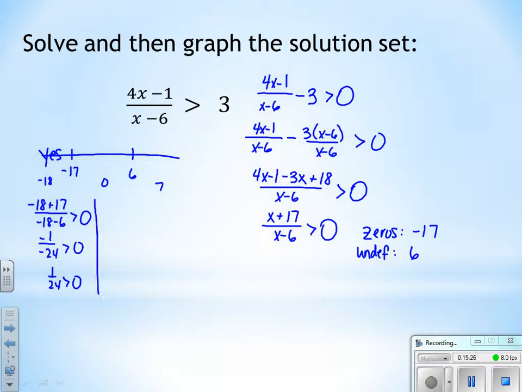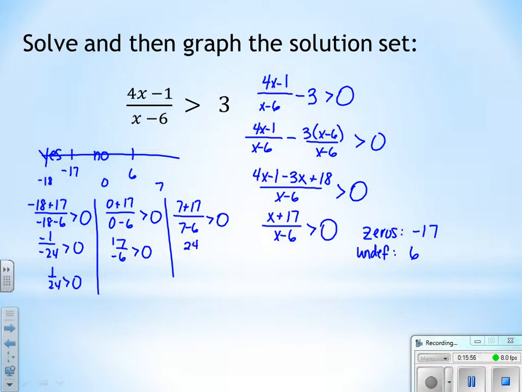In the middle, let's test our 0. We've got 0 plus 17, 0 minus 6, 17 over negative 6. No. Negative numbers are not greater than 0. Let's test the top. I chose a 7 for right there. So 7 plus 17 over 7 minus 6 greater than 0. 24 over 1 is greater than 0. And that is true.